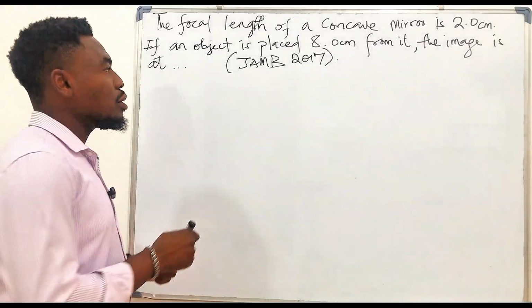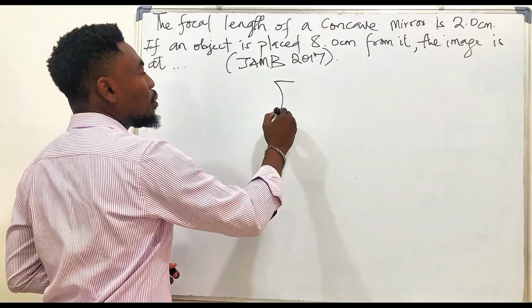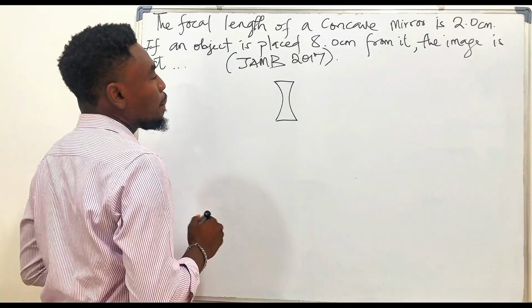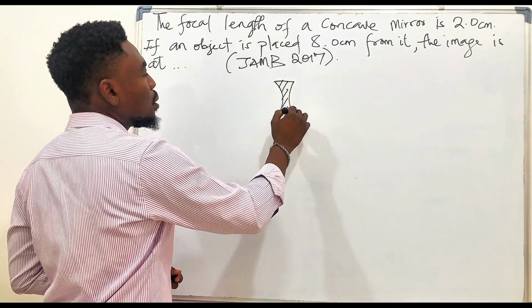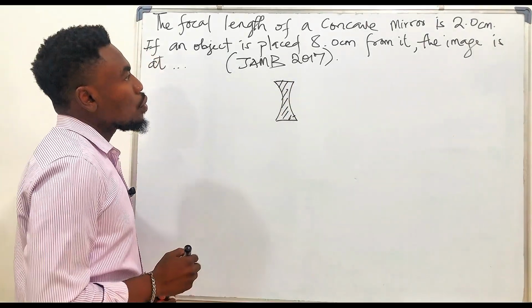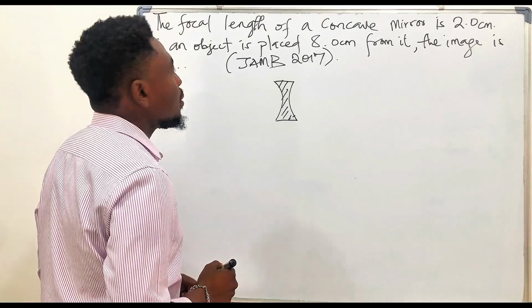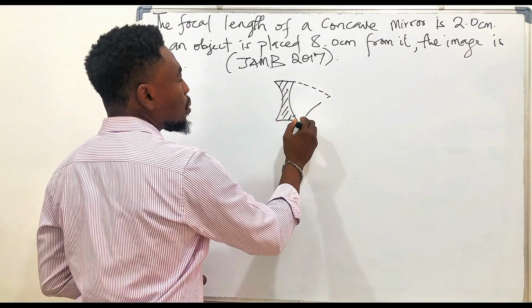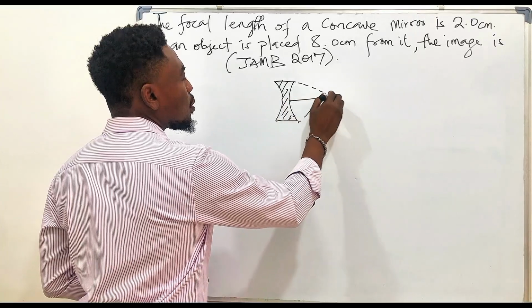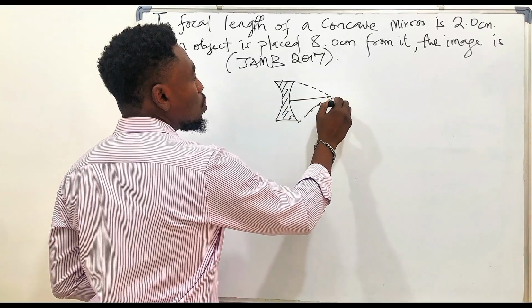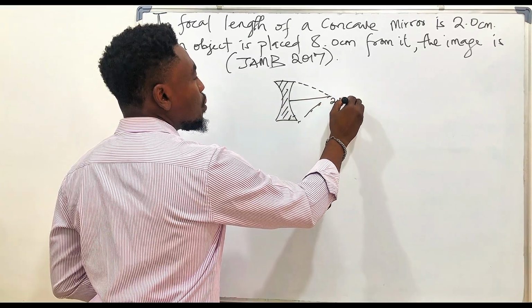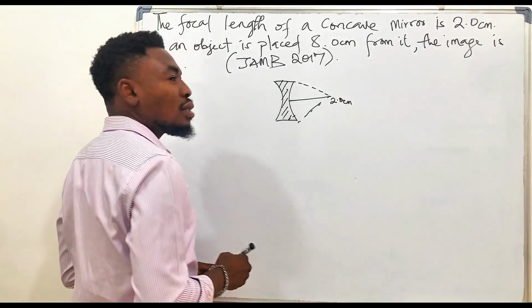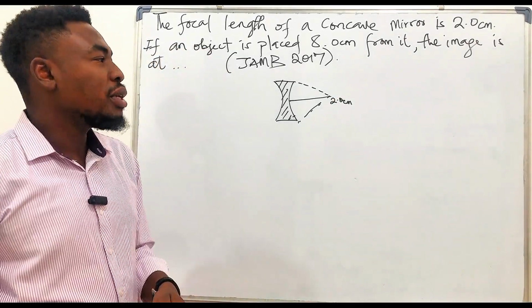So let's try and interpret this question properly. This is how we represent a concave mirror, right? This is a concave mirror. So they said the focal length is what? 2 centimeters. So this is the focal length. This is how we determine the focal length, 2.0 centimeters.